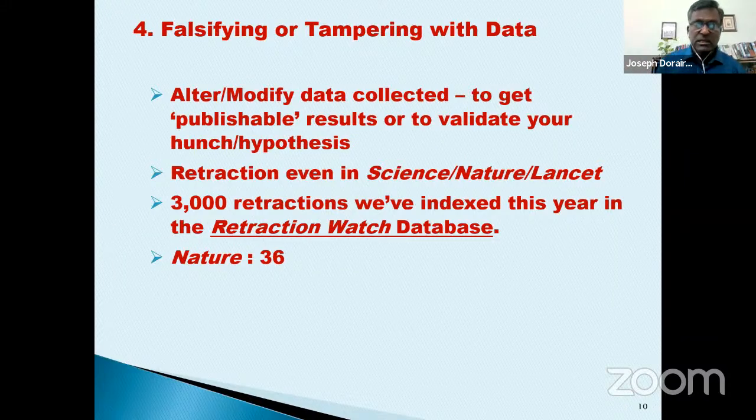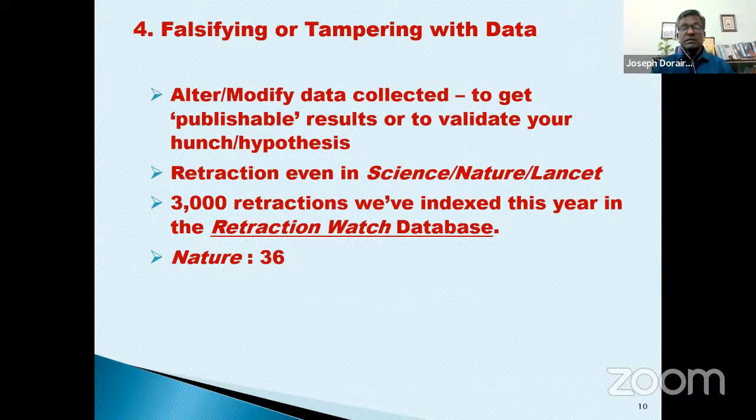Now in sciences, I'm sure all of us are familiar with this. In sciences, papers are taken down, papers are retracted. When the editor or the editorial board is convinced that the researcher has resorted to unfair research practices, particularly that the researcher has altered, modified, falsified or tampered with the data, then they retract the paper. The paper is pulled down, taken down.